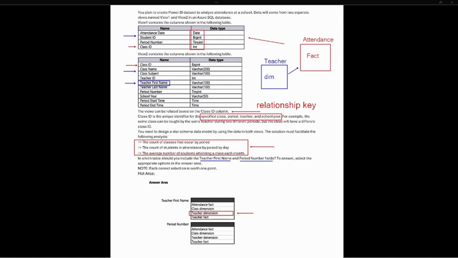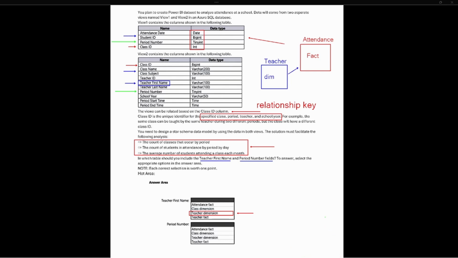But as we think about the period number, which table should we include the period number field in? Notice that we have two different options here. So I'm going to highlight them in green. We have period number that's in our teacher dimension, and we also have period number, which is in our attendance fact table. Now, as we determine which period number we're going to use, remember that we have to take into account the analysis that's going to occur.